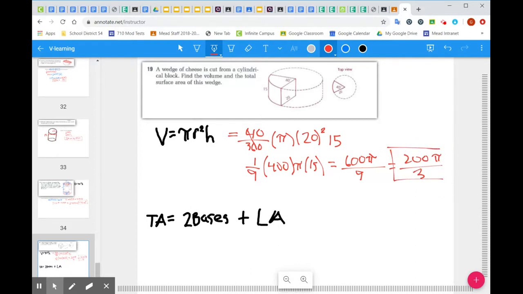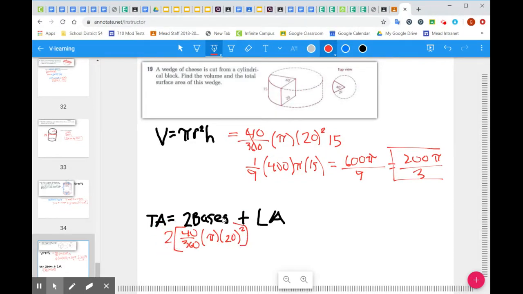However, we need to find the total surface area, which is a little trickier than finding just the volume. In order to do so, we need to find the two bases, and we need to add the lateral area. So let's go ahead and get started with our bases. Again, what we notice, it's a fraction of the cylinder, so it's part of the wedge. So we have 40 over 360 times pi r squared. Again, the radius is 20. So we have two bases. So do not forget that we need to multiply the whole quantity by 2.